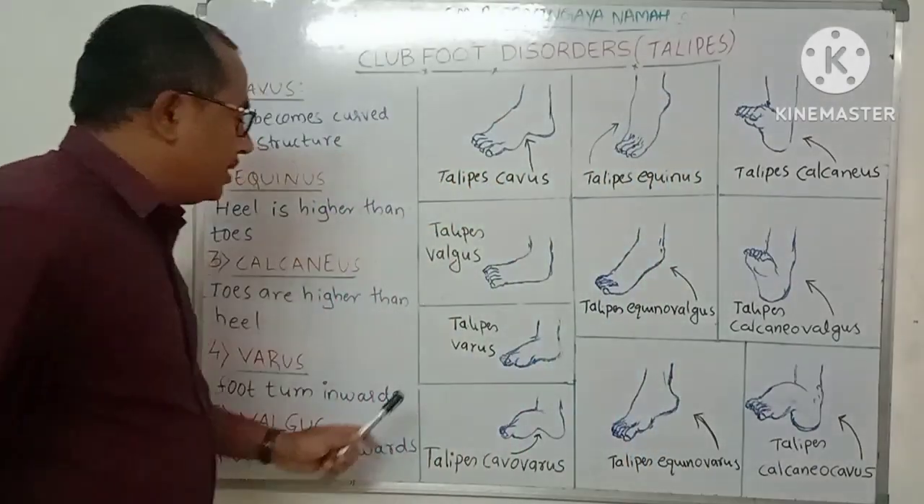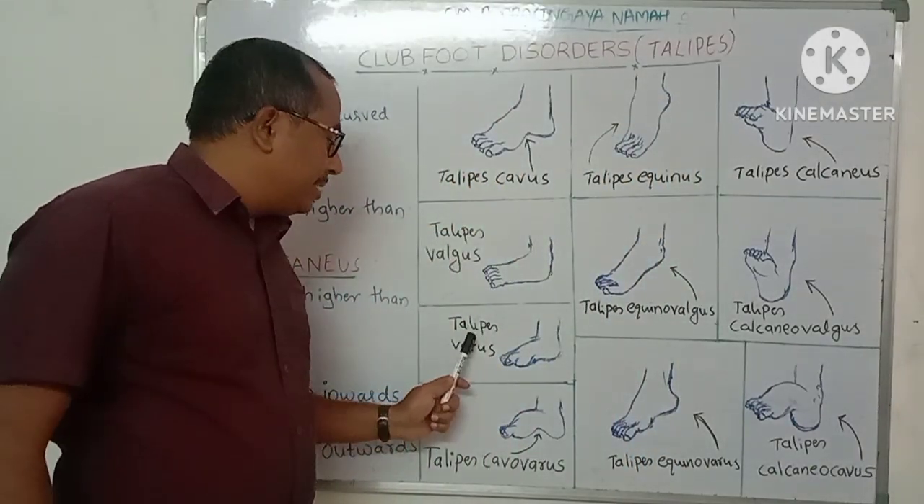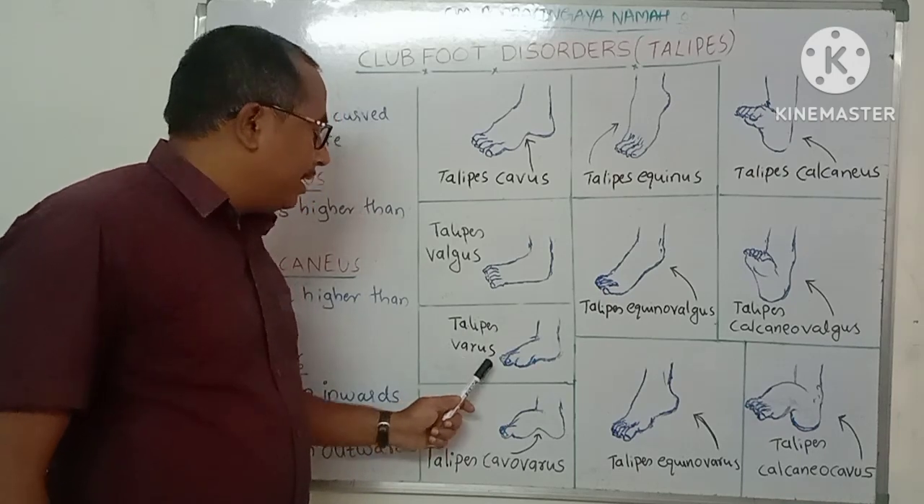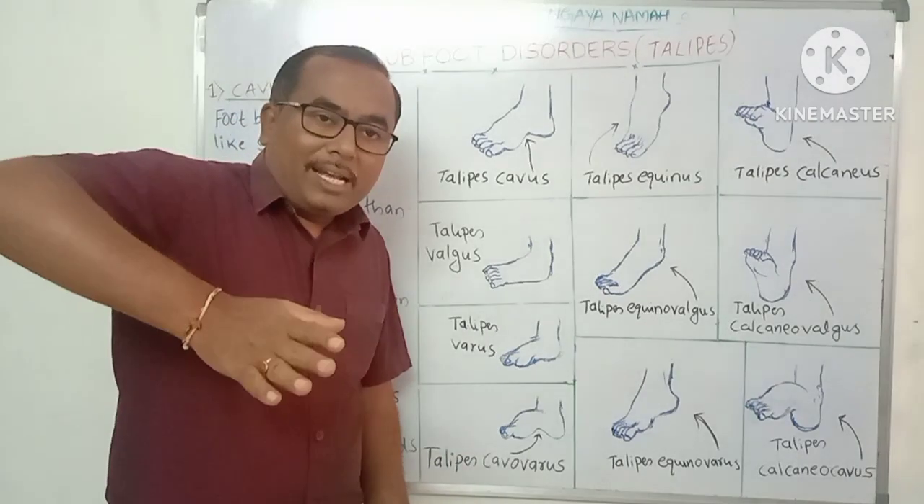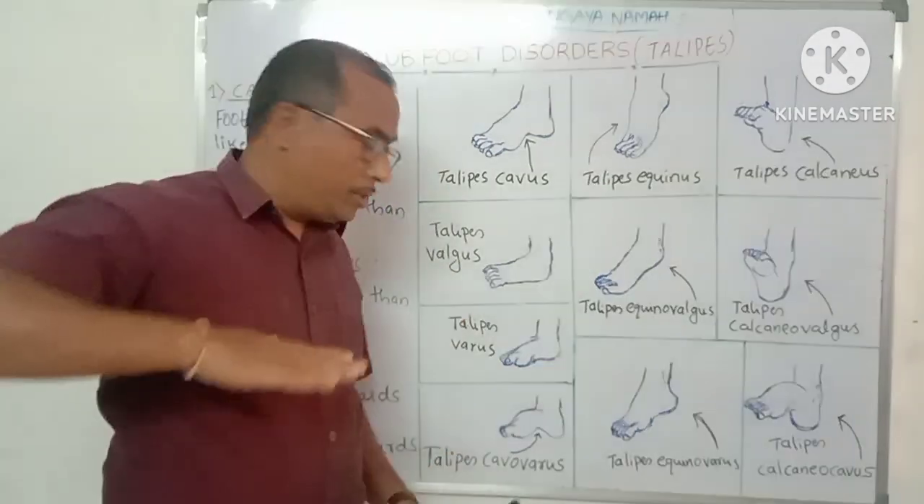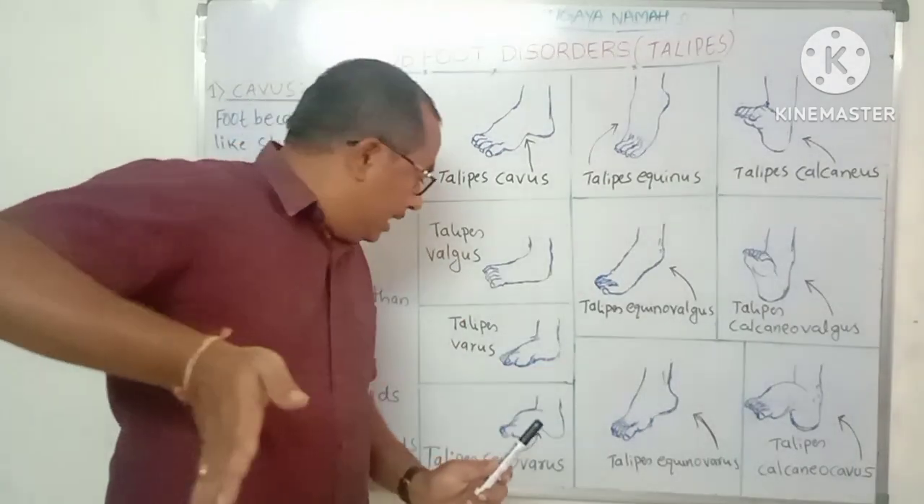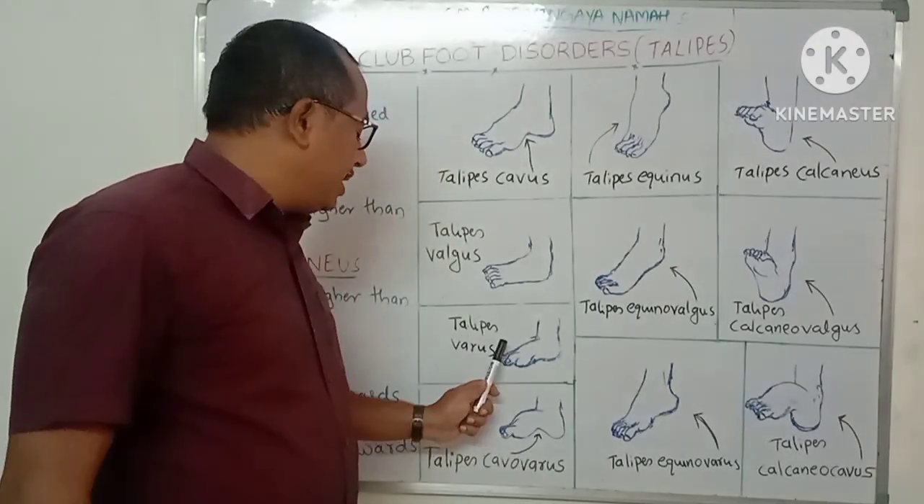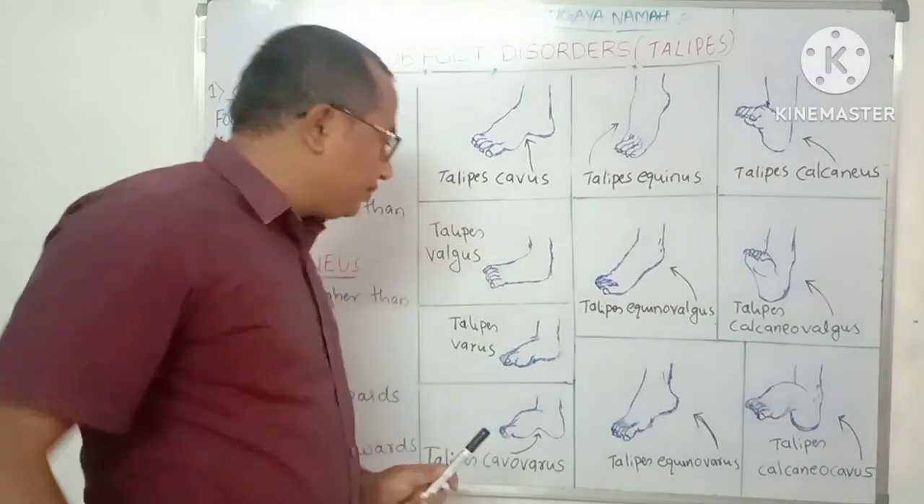Next one is talipes varus. Talipes varus is a club foot disorder where the foot is turned inward. The toes and heel are in a normal position, but only the foot is turned inward. It is a congenital anomaly where the foot is turned inward.